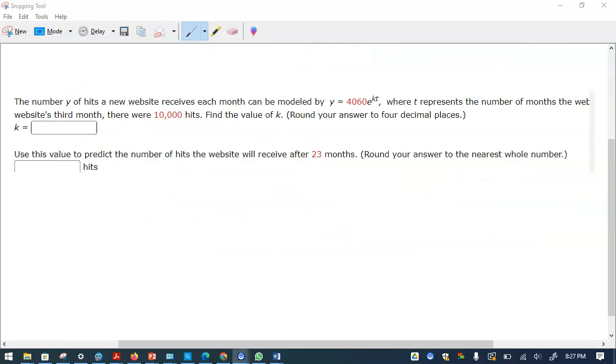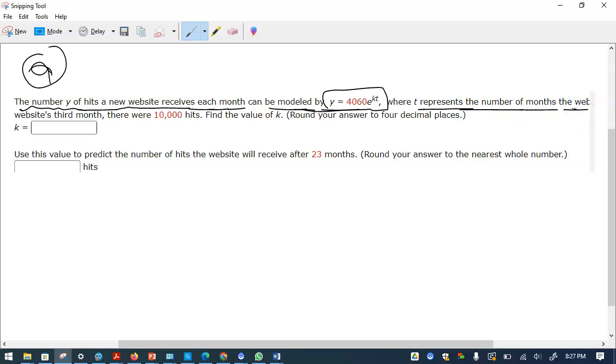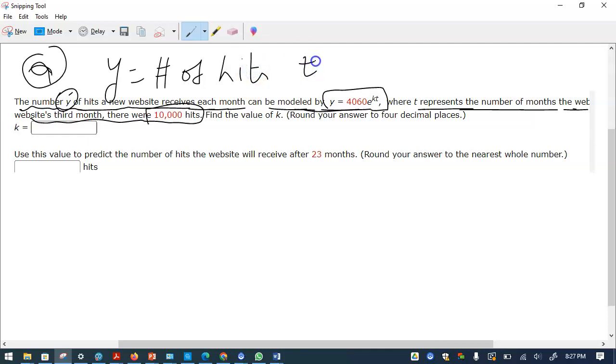Another practice problem, yet again, let's take this as problem number 9. The number y of hits a new website receives each month can be modeled by an exponential function where t represents the number of months the website has been operating. The only information given is that in the website's third month there were 10,000 hits. So what does y represent? Y is number of hits, okay, and t is the number of months.